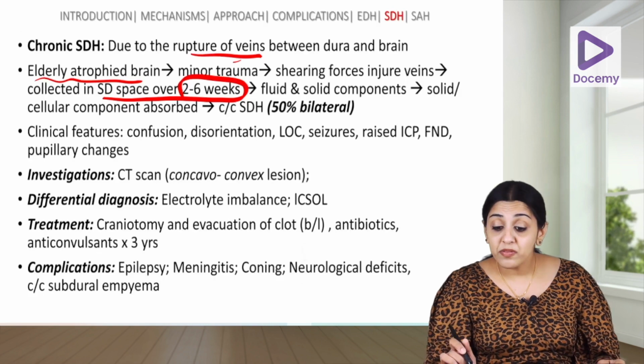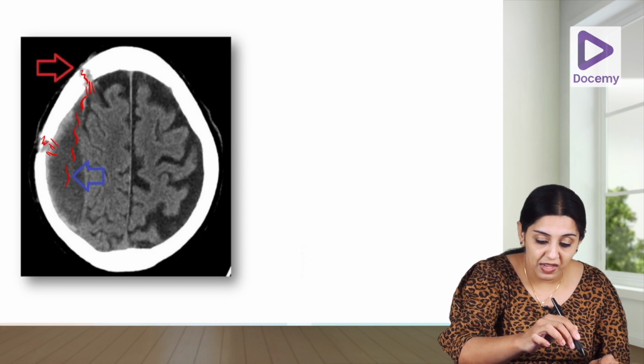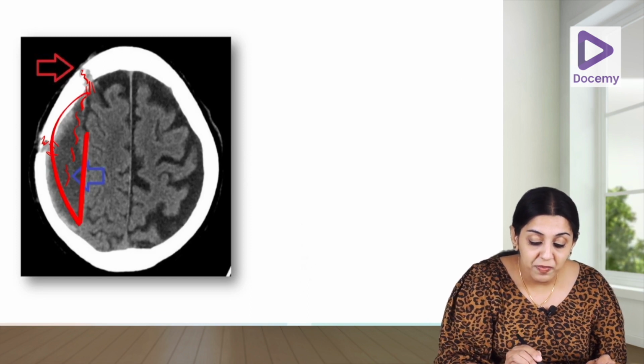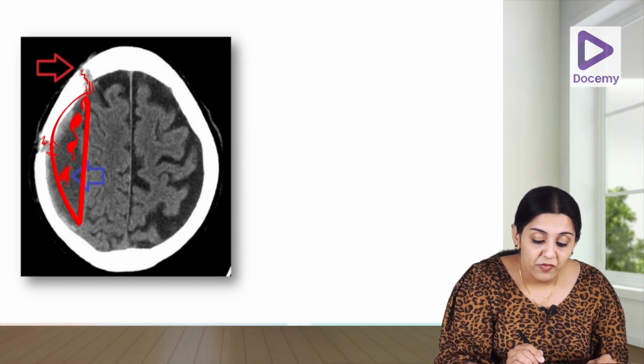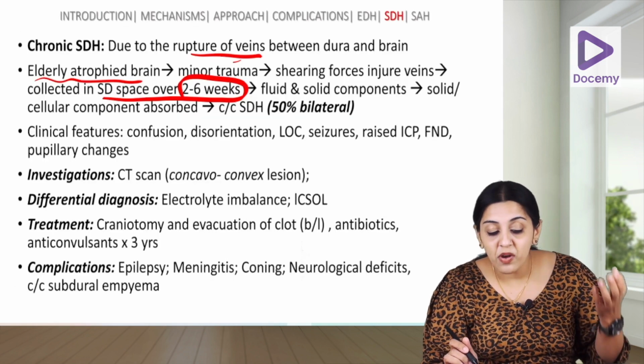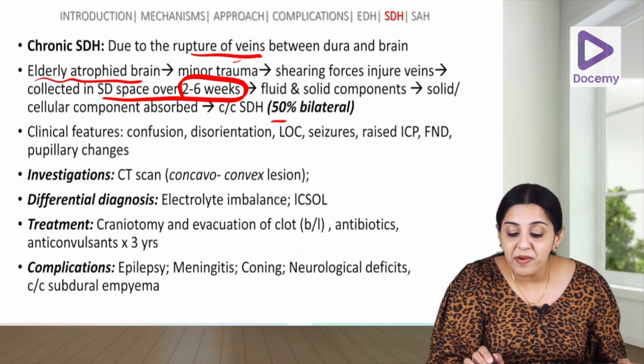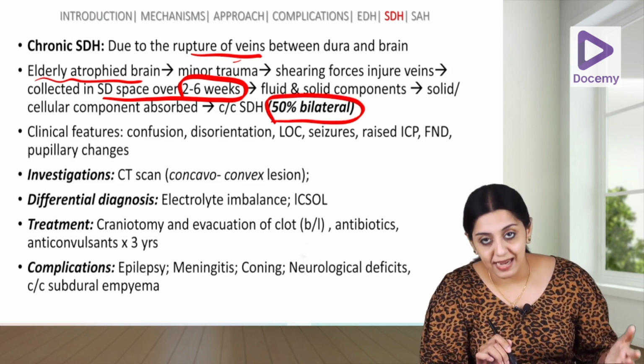Now, the speciality of this lesion, unlike other SDH or other hematoma, is that there could be solid as well as fluid components. And the solid or the cellular component is usually absorbed. And 50% of the chronic SDH are bilateral.